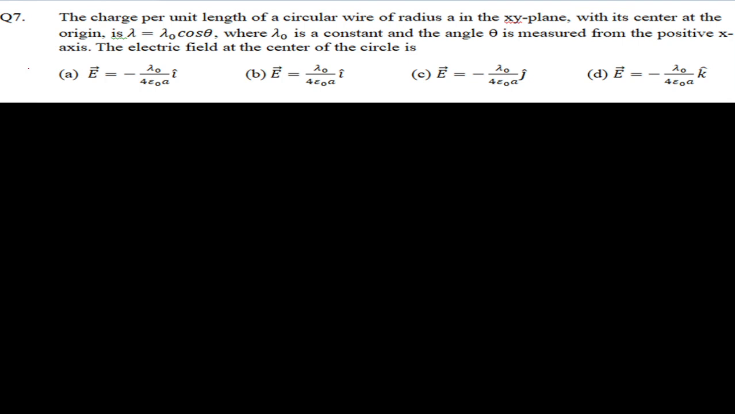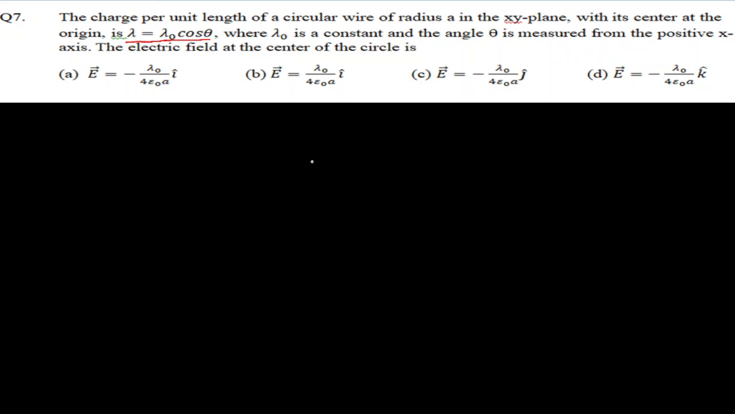Then take a look at question number 7. In question number 7, it is written: a charge per unit length on a circular wire of radius a in the xy plane with center at the origin is lambda equals lambda naught cos theta, where lambda naught is a constant and theta is the angle measured from the positive x-axis. The electric field at the center of the circle is.